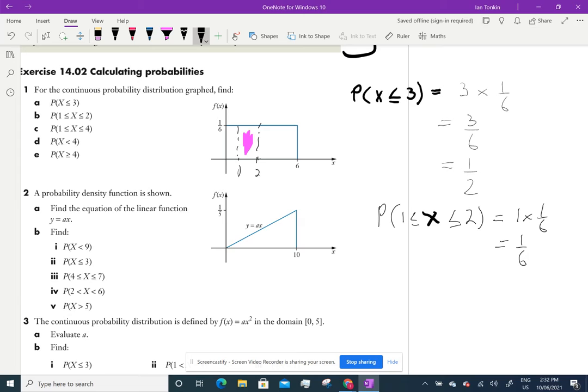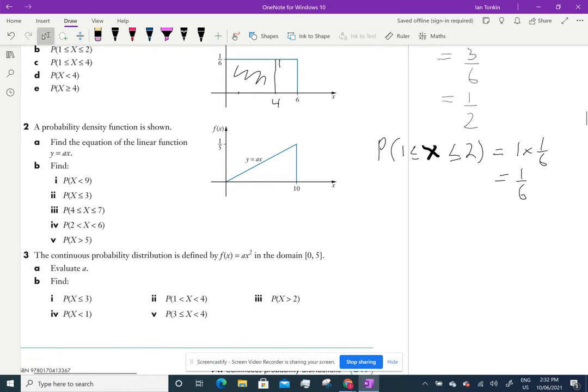And you keep doing this. To find the probability, let's just jump down here to D. It wants the probability less than 4. So let's say 4 is there, and I've got to find this area here. So for D, the probability with X being less than 4, well, that's 4 times 1 on 6, because we're just finding the area, base times height, which is 2/3.